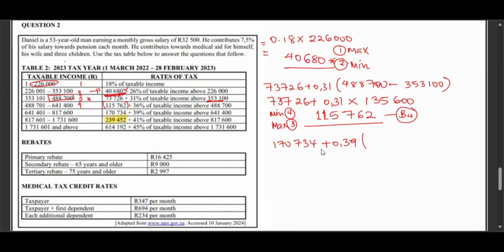Okay, open brackets. We put the maximum number. So the maximum number here, it's this much. Remember, you use the calculations from the previous bracket. You don't use the current bracket because you want to fall here. So this is it, minus what? 641,400. Put this in your calculator.